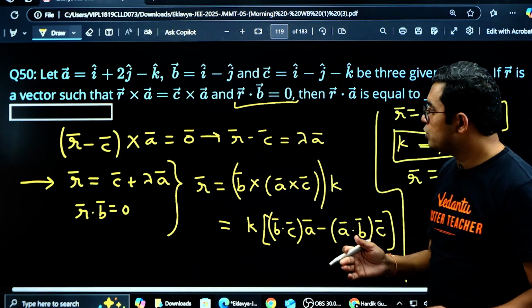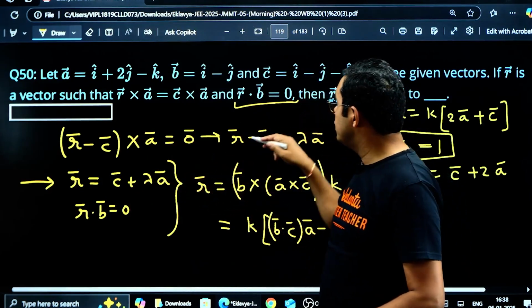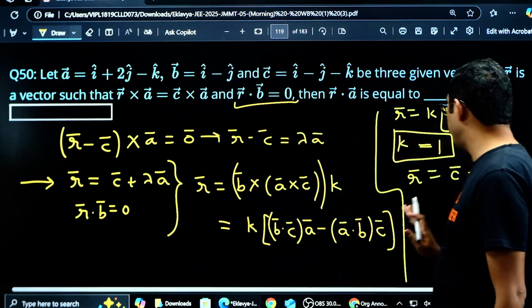You could have done it otherwise also by taking r, because we know a, b, c, in terms of lambda, taking dot product with b, making it 0. I think that will give you the value of lambda also. From there also you can find the same thing here.